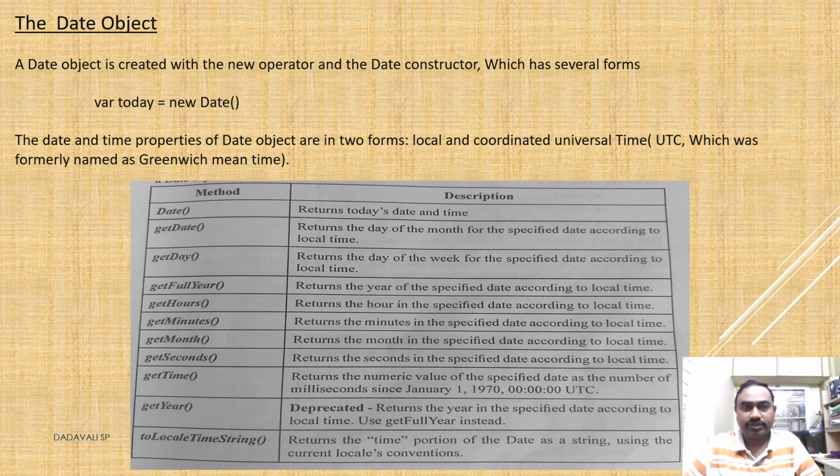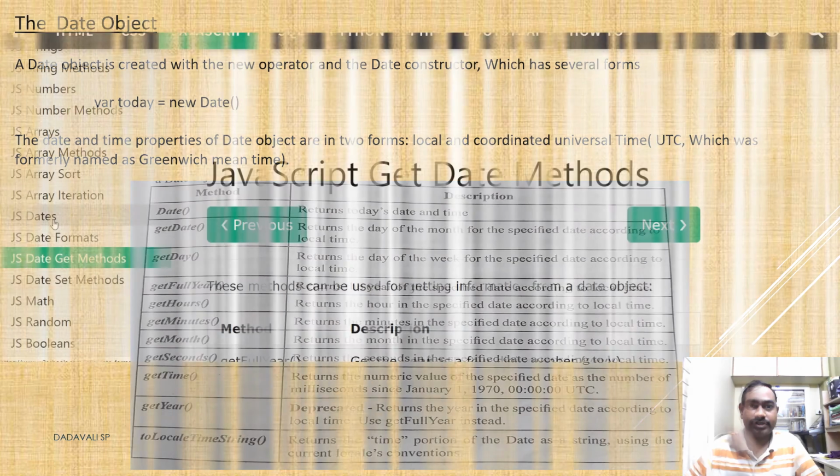You can observe these are all the methods available in JavaScript. Date returns today's date and time. getDate returns the day of the month for the specified date according to local time. getDay returns the particular day of the week for the specified date according to local time. getFullYear is also available. These are all the methods available in JavaScript.